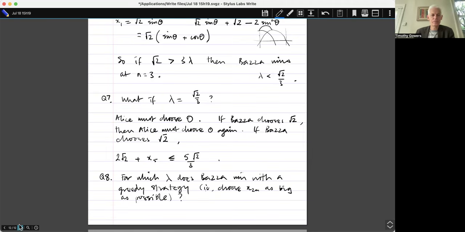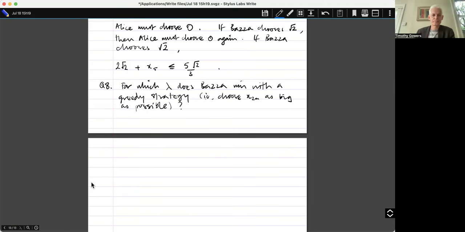It looks as though that may involve some unpleasant calculations, because Alice might not choose... I mean, if Alice chooses 0 all the time and Bazza chooses as big as possible, then that's one thing. But why would Alice choose 0 all the time? And if Alice doesn't choose 0 all the time, does it get very unpleasant? But actually, because Alice choosing 0 all the time looks as though it might be sort of nice, I'm going to ask a simpler question than question 8.